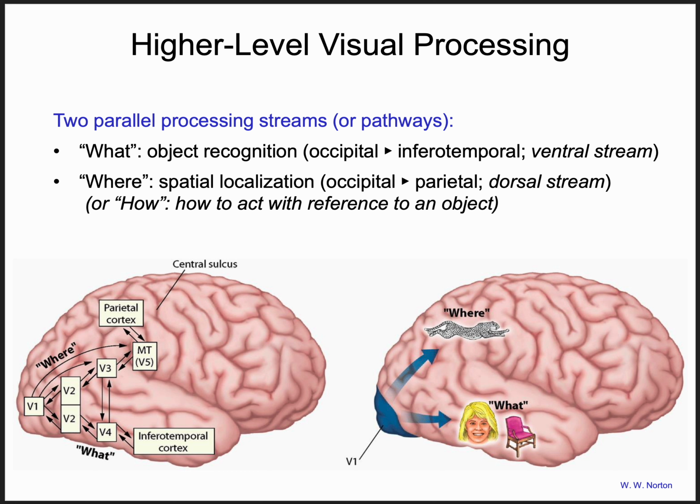V1, V2, V3, V4, parietal cortex, MT, V5, inferotemporal cortex, central sulcus. Where, what? Where, what?